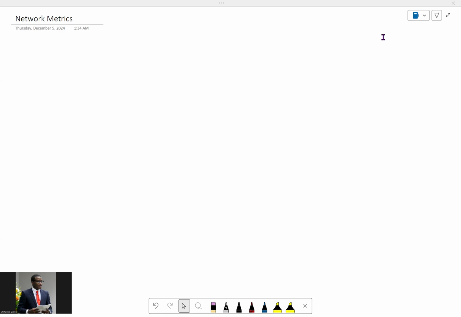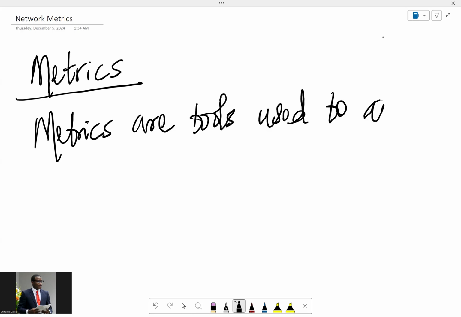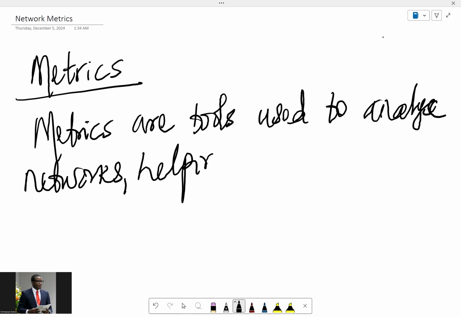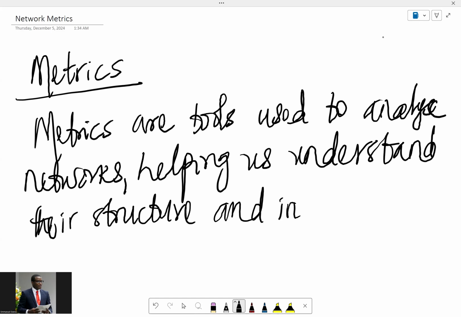First of all, what are metrics? Metrics are simply tools used to analyze networks, helping us understand their structure and identify key nodes or patterns.